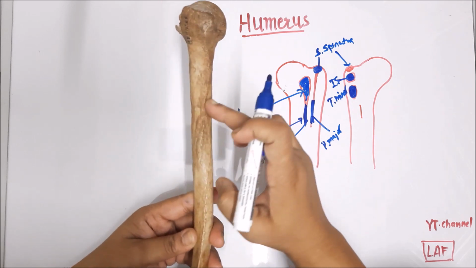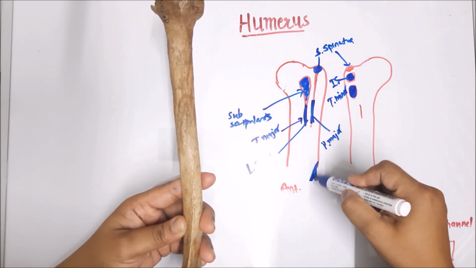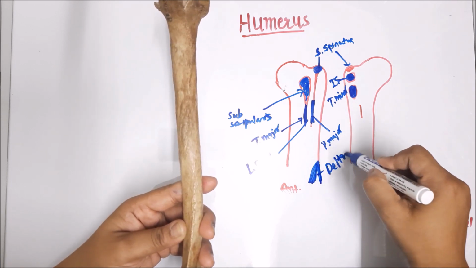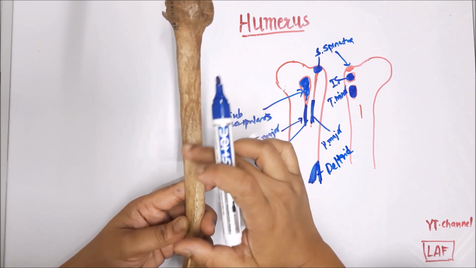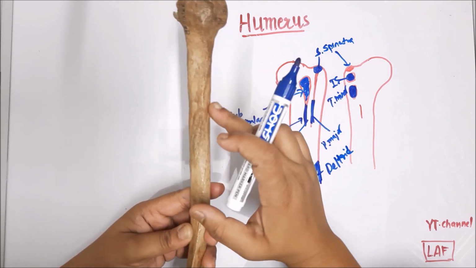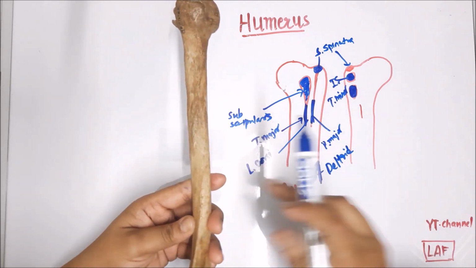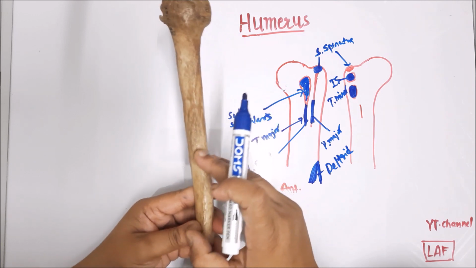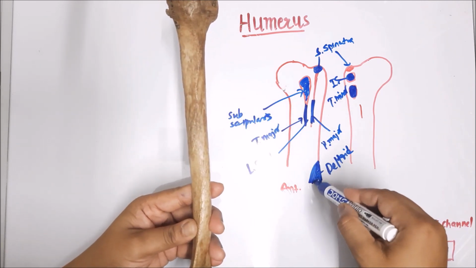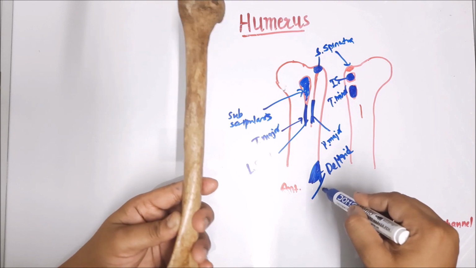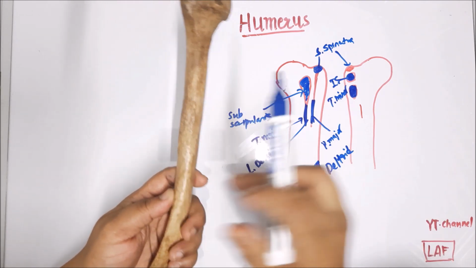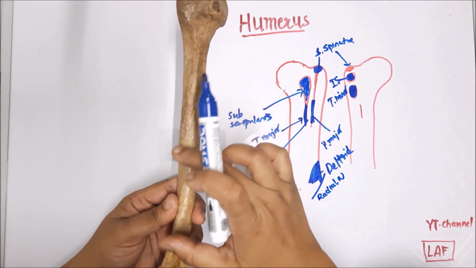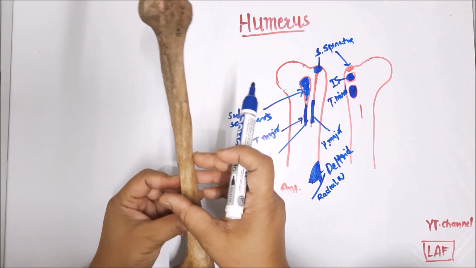At the middle of the shaft there is a deltoid tuberosity. The deltoid tuberosity is V-shaped, and it receives the insertion of the deltoid muscle. Then the groove below the deltoid tuberosity is known as the radial groove or the spiral groove, and it passes the radial nerve. So the radial nerve passes from here.